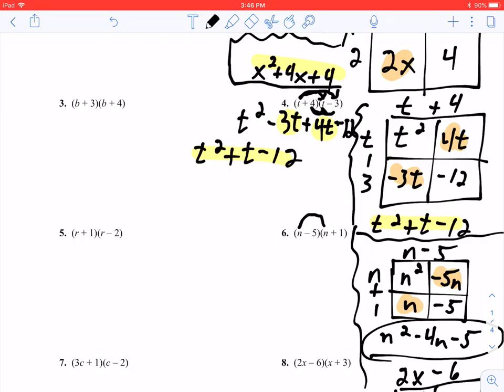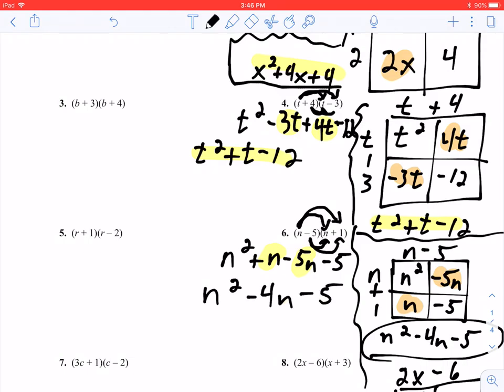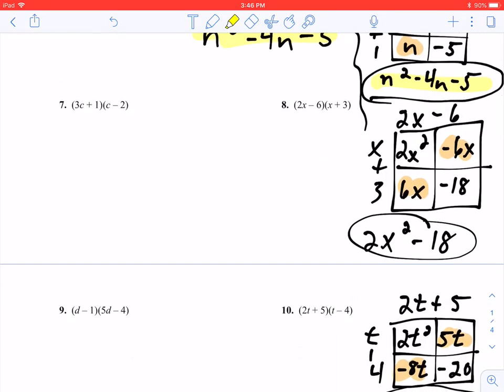We're going to do first terms, n times n, that's n squared. Outer terms, n times 1, which is 1n. Inner terms, negative 5n. And last terms, negative 5 times 1 is negative 5. From there, we have two like terms. We have a positive 1n and a negative 5n. So we have our n squared, and then we have minus 4n minus 5. And this answer is exactly the same as what we got when we did the box method. So that's good. Okay, next one's number 8.